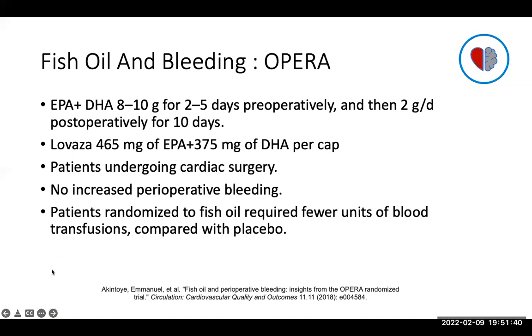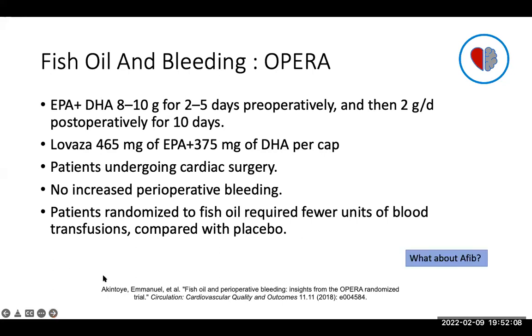So this was fish oil and bleeding. Now, in the OPERA trial, they used a very high dose of EPA DHA, 8 to 10 grams. And you can see that these were cardiac surgeries, not just any old surgery. They were given this very high loading dose and nothing happened to their bleeding. On the contrary, they required less blood transfusion. And these were surgeries like CABG and all those.